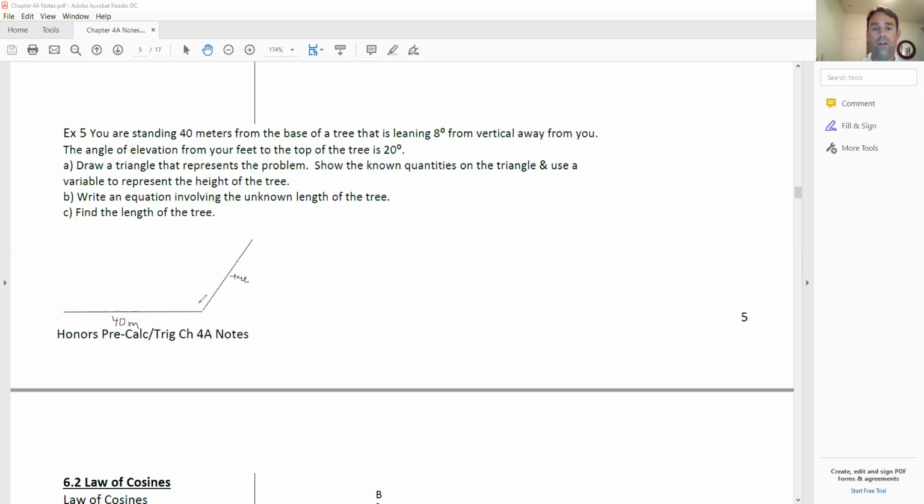Notice what it says though. It says that it's leaning 8 degrees away from you. So now if I were to draw a tree that's perfectly straight up, it would have formed a right angle. But what we're told here is that it's 8 degrees away from you. So that angle then is actually 98 degrees. So the angle of elevation to the top of the tree is 20 degrees.